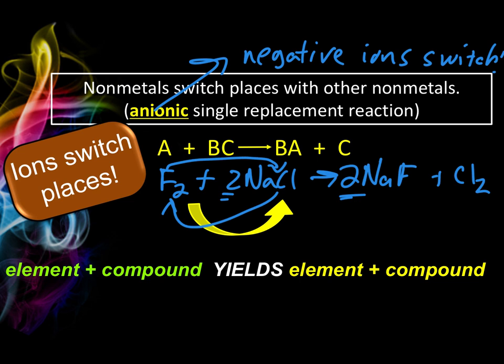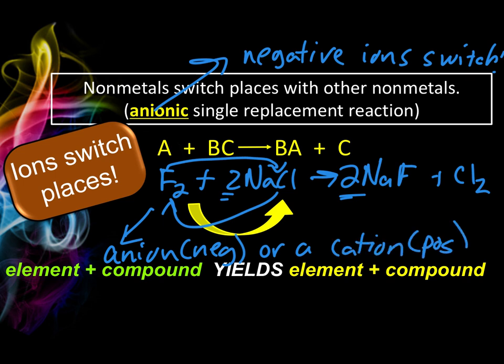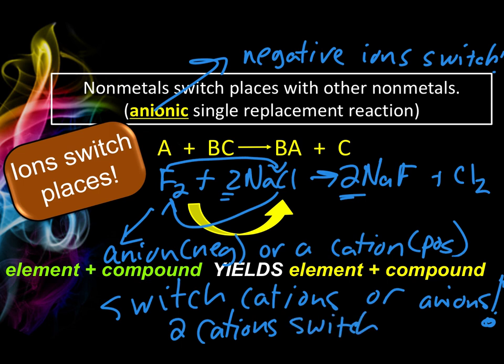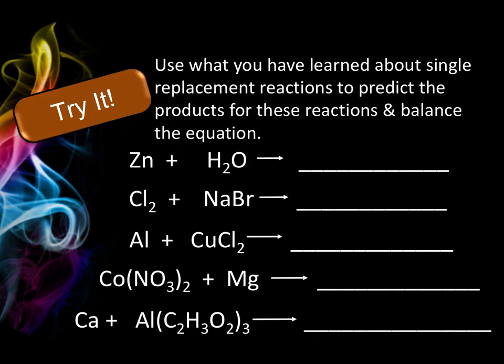So those guys can switch places too. You have to look and say, is the first thing I'm looking at an anion, negative, or a cation, positive? Once you do that, you switch cations or anions. You got to pick. If you have 2 cations, that's what you switch. If you have 2 anions, you switch the anions. That's as easy as it is. The deal is you got to predict the products.